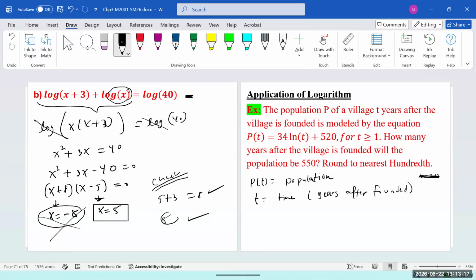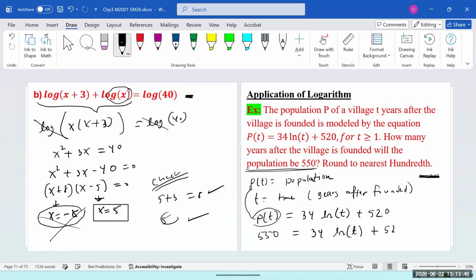What is this 550? Is it T or P of T? P of T, the population. See, we know P of T is 34 ln of T plus 520. P of T represents the population. So we have 550 equals 34 ln of T plus 520. And then you just solve for T.